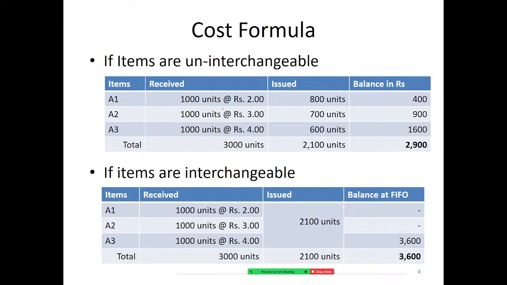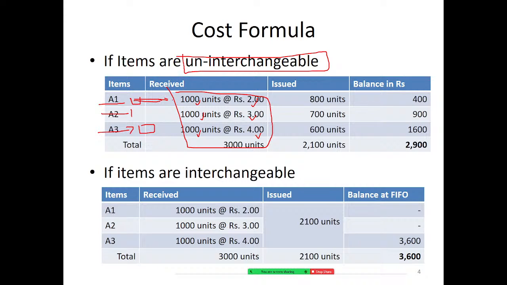Here is an example, right? The first example is dealing with non-interchangeable items. A1 is one item, A2 is another item, A3 is another item. Assume that A1 is petrol, A2 is diesel, and A3 is gasoline. Like that, they cannot be interchangeable. Inventory received: A1 1000 units at 2 rupees, A2 1000 units at 3 rupees, and A3 1000 units at 4 rupees. So this is how they purchase inventories.